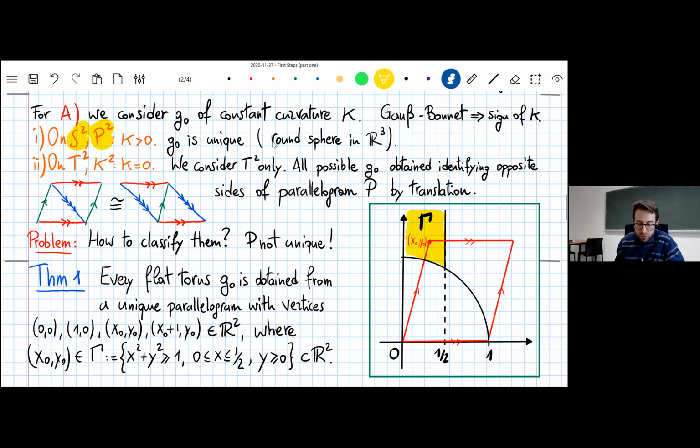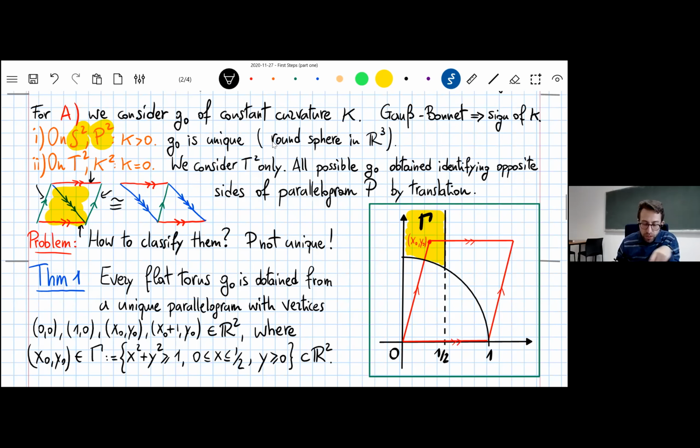Now, this is just the round sphere in R3. On the torus or the Klein bottle, you have flat metrics, meaning that the curvature is 0. And for the purpose of what we need today, we'll just consider T2. And then a way to obtain this metric G0 is not by embedding in R3, this cannot be done, but simply by identifying opposite sides of a parallelogram. So here you see you can identify by translation the left with the right, and then the bottom with the upper part. But this is by no means a unique way to do this.